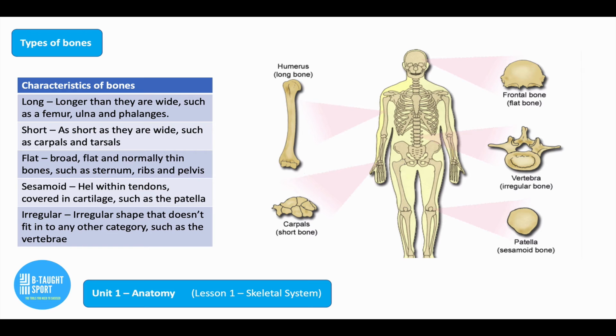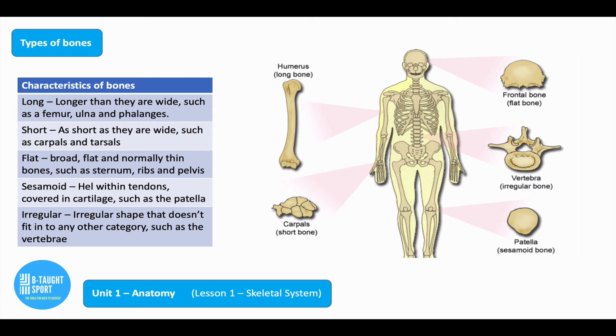Now, the long bone is longer than it is wide, such as the femur, ulna, and phalanges. The short bone is as short as it is wide, such as the carpals and tarsals. The flat bone is broad, flat, and normally thin, which includes the sternum, rib cage, and pelvis. A sesamoid bone is held together within tendons, covered in cartilage, such as the patella. And finally, the irregular shape, which doesn't fit into any other category, which is your vertebrae, which we've just been looking at.